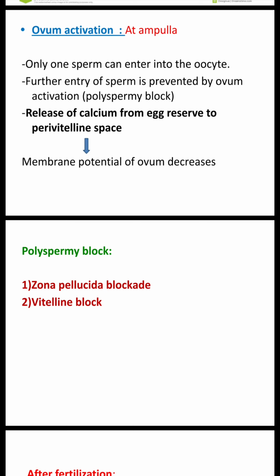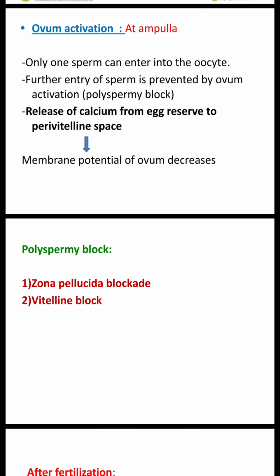The ovum activation will happen at the ampulla, so that only one sperm can enter the oocyte. The further entry of sperm is prevented by ovum activation, that is the polyspermy block. So there is release of calcium from the egg reserve into the perivitelline space, and the membrane potential of the ovum decreases.